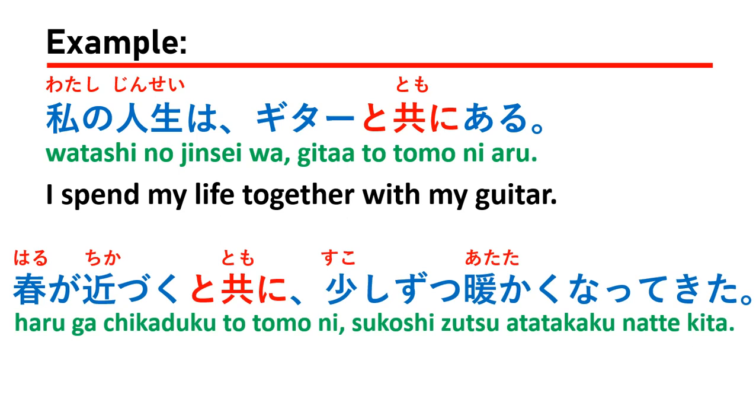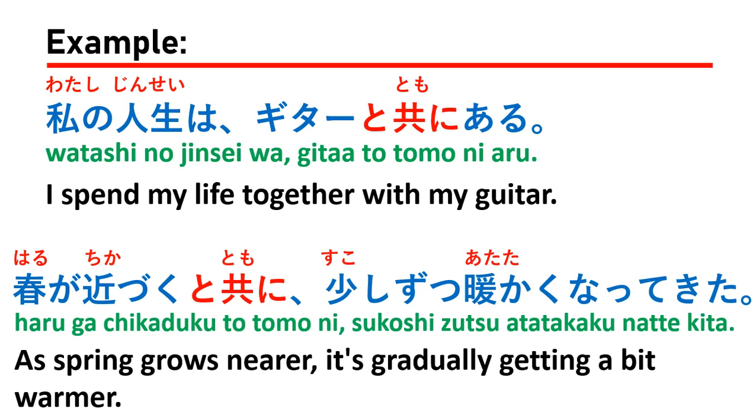The next example is 春が近づくとともに少しずつ暖かくなってきた, which means as spring grows nearer, it's gradually getting a bit warmer. In this sentence, you see that they also use the verb. Here our verb is 近づく, followed by ともに. 近づく means near.